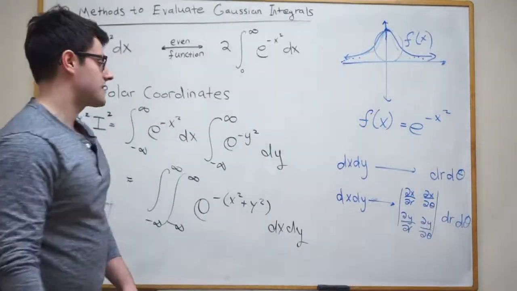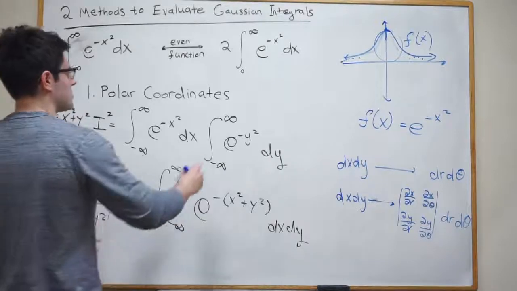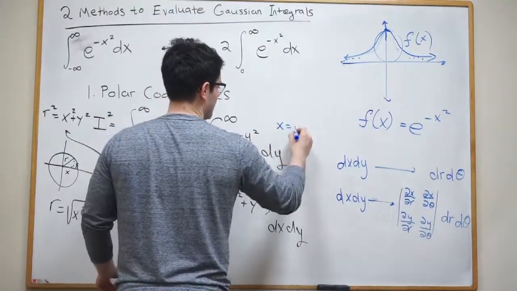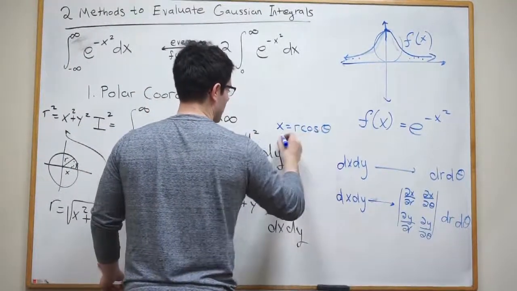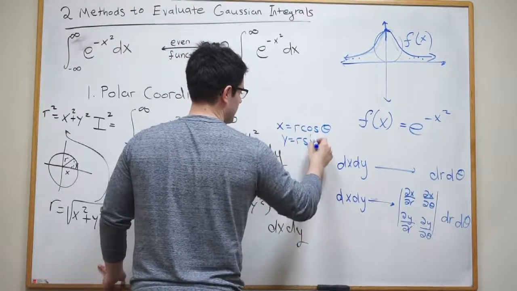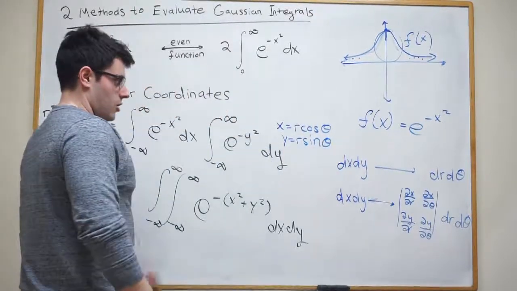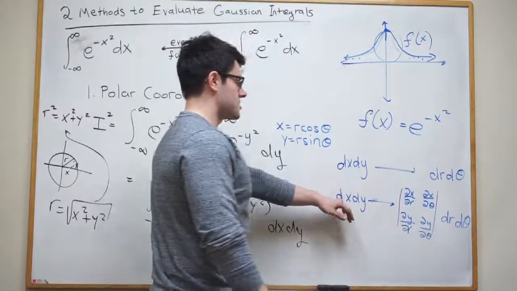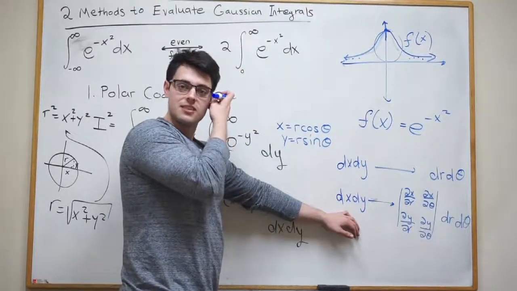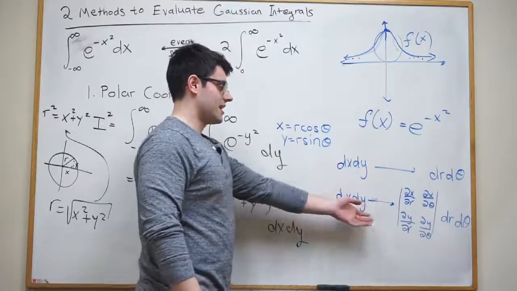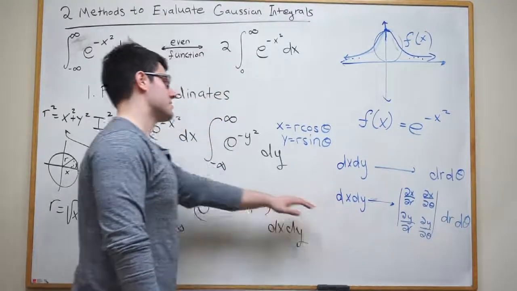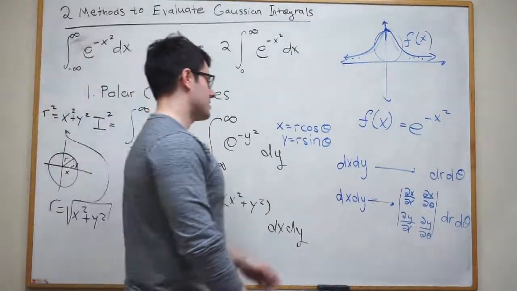Okay. And so you know what x and y are, right, in terms of r and theta, because we're in polar coordinates. So x equals r cosine theta, and y equals r sine theta. So let's just calculate this. If you're interested in me deriving this, then please leave a comment, and I will show you the derivation for this, but we're going to just focus on the integral for this video.